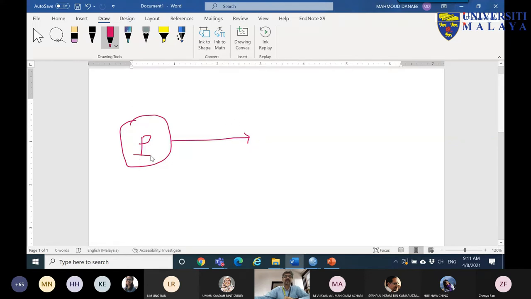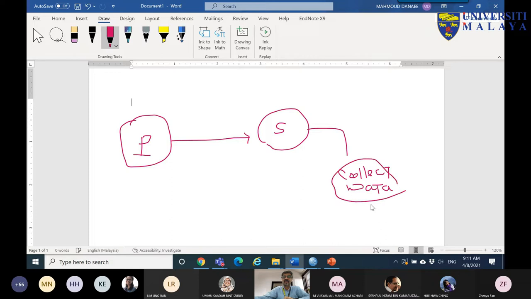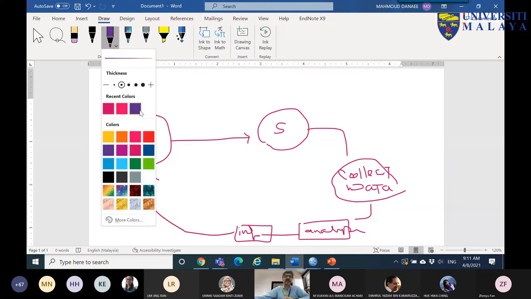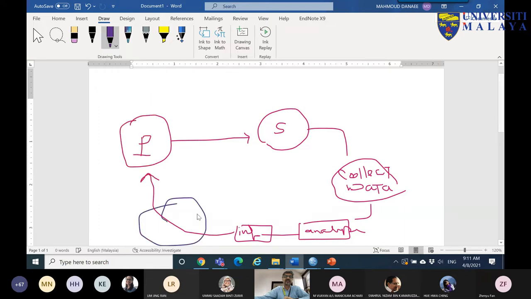So we have a population, correct? And then we do sampling. We collect data. Sorry, it's difficult for me to write with a mouse. I don't have any smart pen. We analyze the data, we cook the data. We generate information. And then we try to infer this information to the population. Actually, the art of statistics is inferencing results or generalizing your information from a sample to the population.